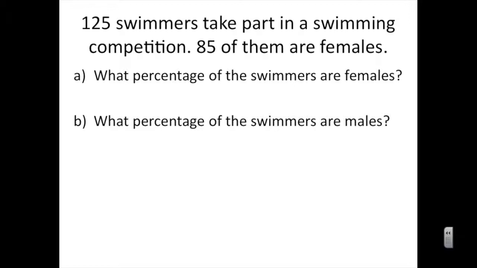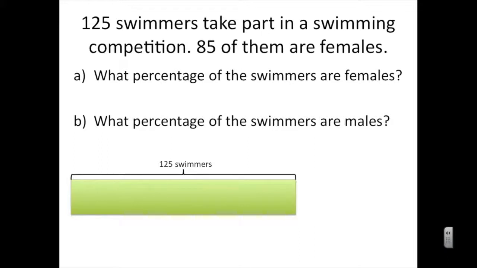We're going to do the same thing. We're going to draw a bar model. We're going to make the whole bar, and we're going to label the whole thing 125 swimmers because that's the total amount of swimmers. We know that 85 of them are females, which means that the remaining amount are our males. So there are 40 males.